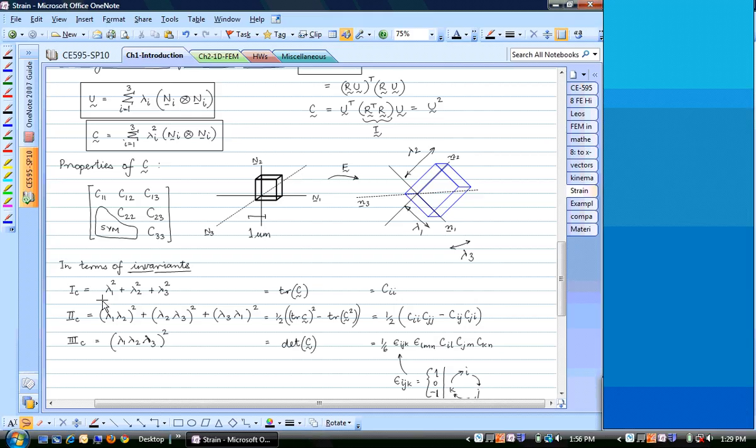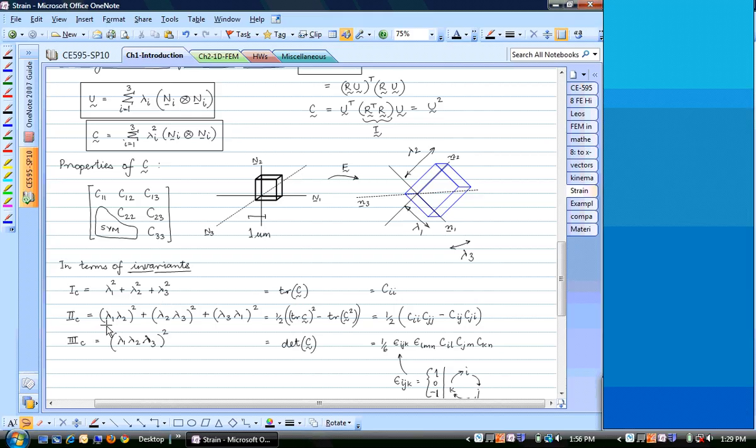That's right. So if you consider a diagonal starting from the origin and draw a line here, what is the length of that line? Starting from the origin to the diagonal right opposite corner, what is the length of that diagonal? You would say the sum of the squares of the components. So that's lambda 1 squared plus lambda 2 squared plus lambda 3 squared. And that's the principal invariant, the first invariant of C.